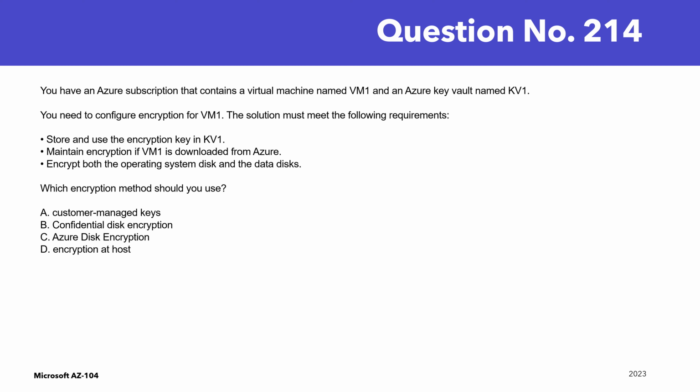A. Customer managed keys. B. Confidential disk encryption. C. Azure Disk Encryption. D. Encryption at host. Correct answer: C.